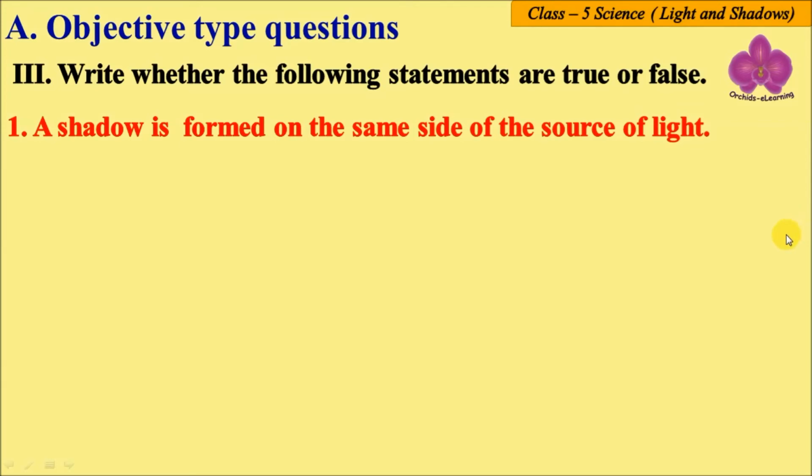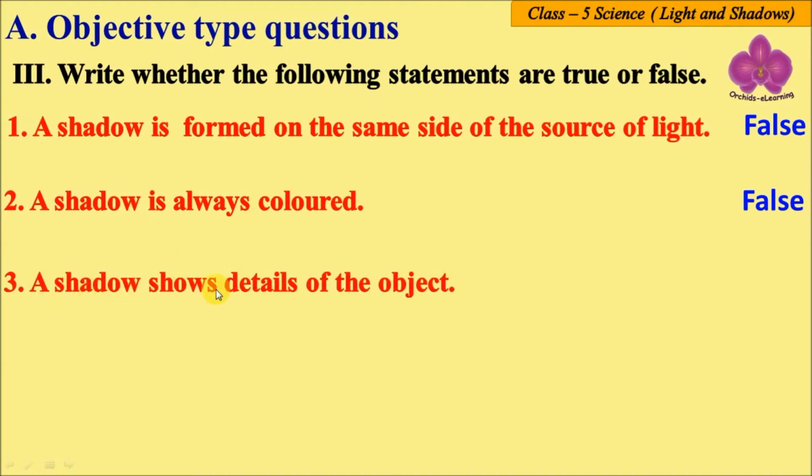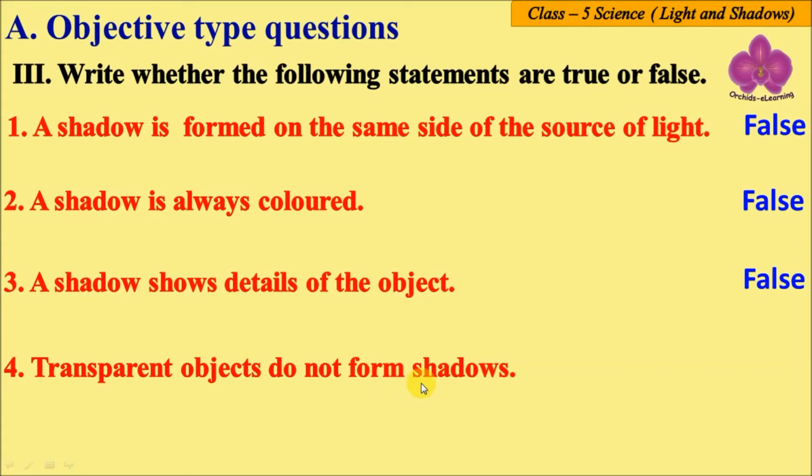And the answer for the first one is false, because it is formed always on the opposite side of the source of the light. Okay. Next one, a shadow is always colored. It is also false. A shadow is always dark or black. Third, a shadow shows details of the object. It is also false. Transparent objects do not form shadows. It is true, because only translucent or opaque objects form shadows.